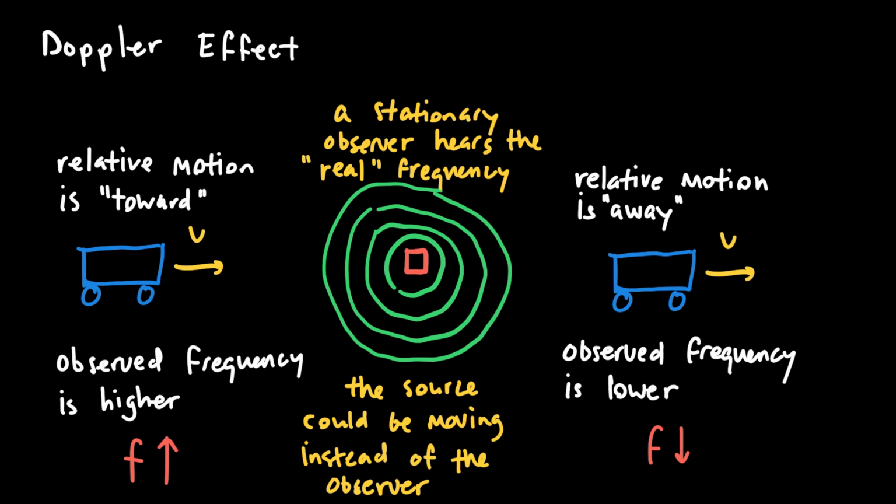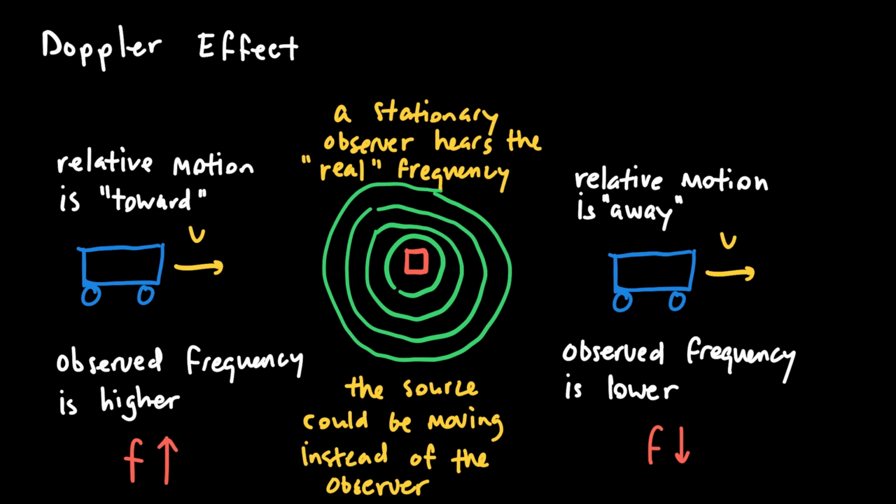The last thing I'd like to talk about is the Doppler effect. We need to talk about this because it's a good application of the speed of sound and frequency and some of the things we were learning about waves. So let's see here. I have a speaker in the middle of the screen, that little red box, and around that speaker are wave fronts that are coming out. So the speaker is sending out sound waves in every direction.